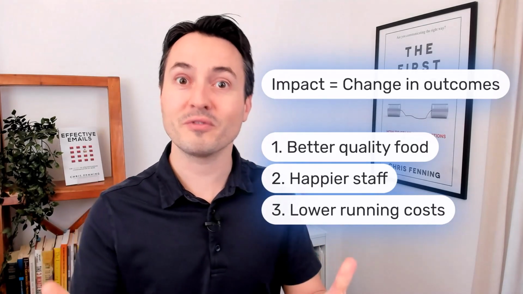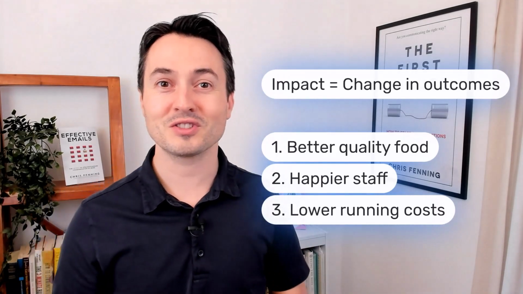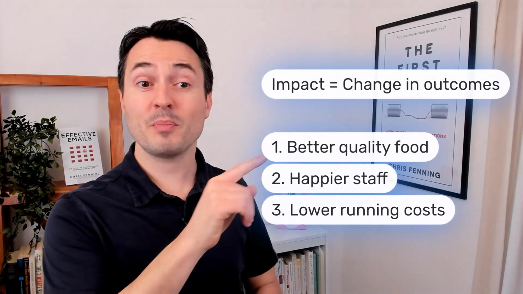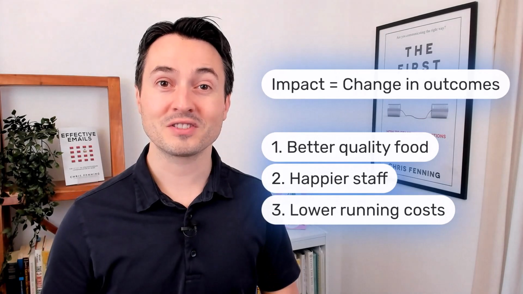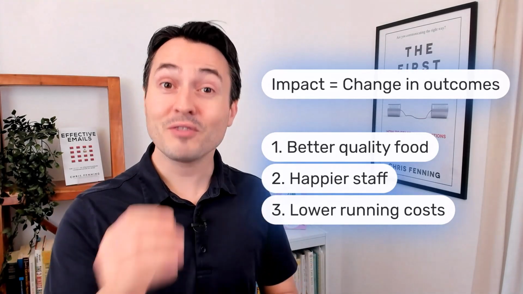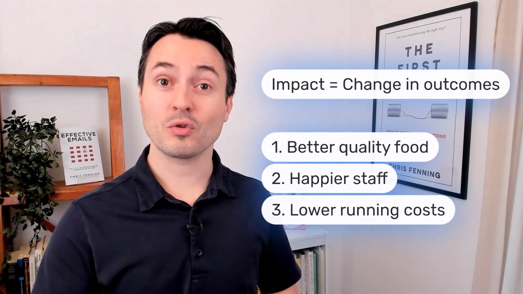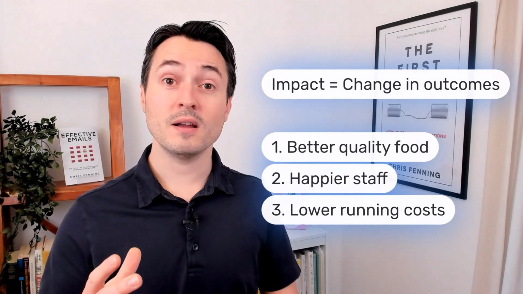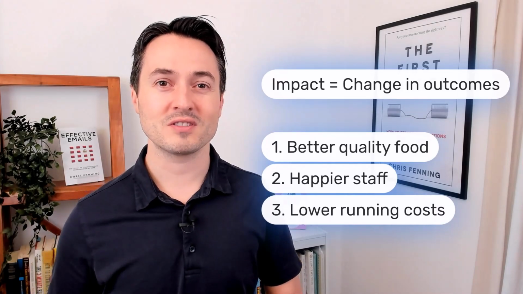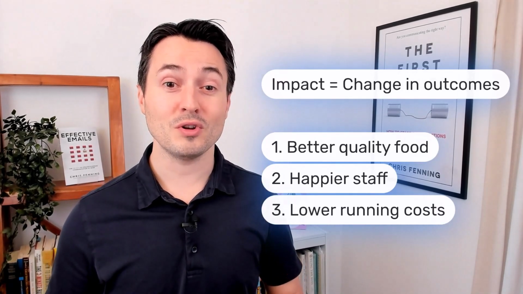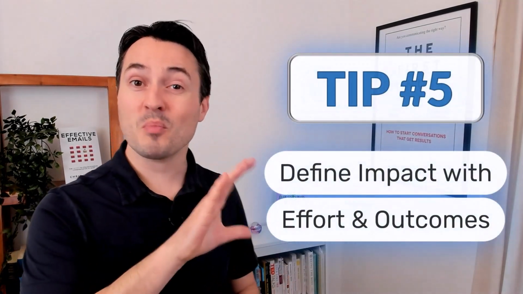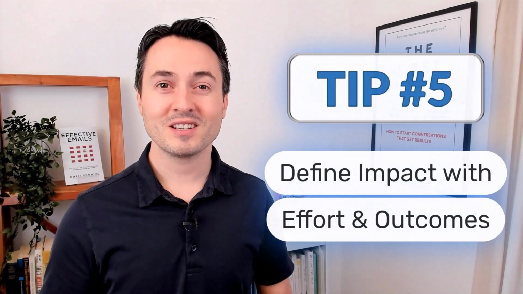Now I could describe it to you from a user perspective. You're going to get better food and shorter queue times, so lunchtime will be better. I can explain it from a business perspective and say we're going to have happier staff and lower running costs. So this is considering efforts and outcomes and describing a very generic topic in a way that makes immediate sense because it focuses on the impact to the audience. So if you are talking to a non-expert audience about whatever your topic is, define the impact using effort and outcomes.